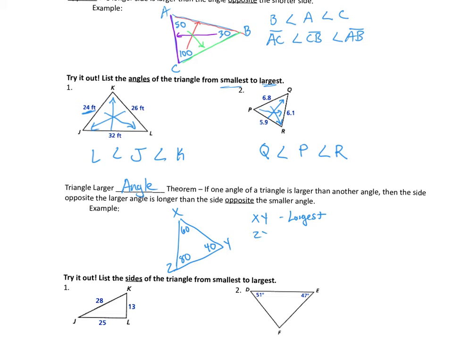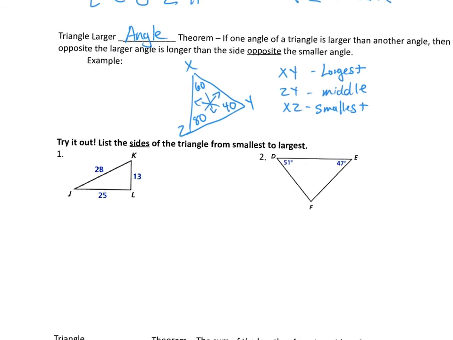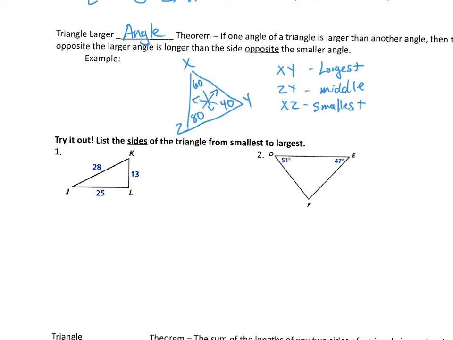ZY has to be in the middle, and then XZ is our smallest because they are opposite of those ratios. Let's try some of this out, okay? List the sides of the triangle from smallest to largest.